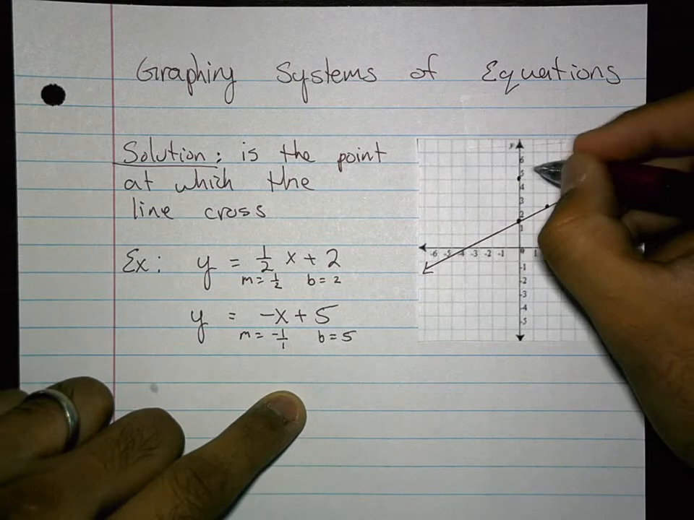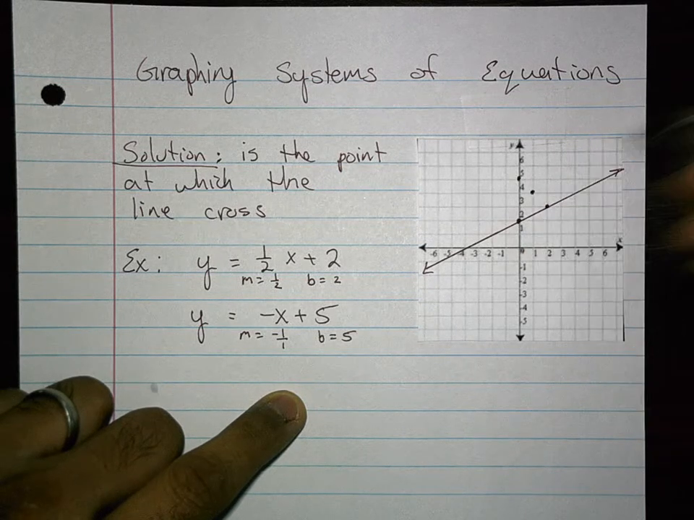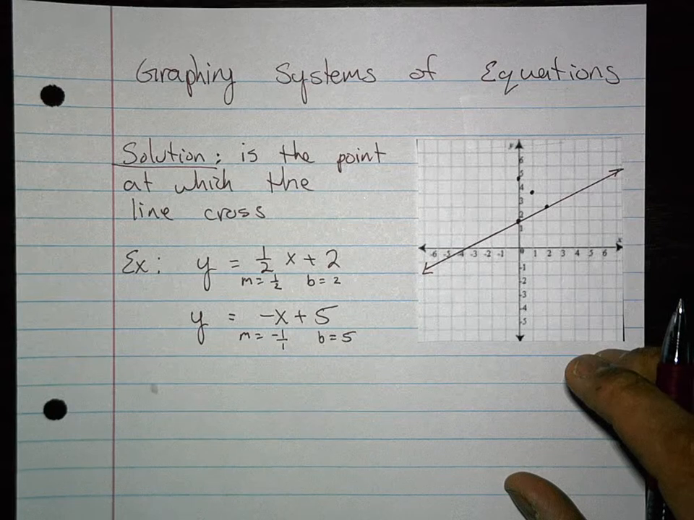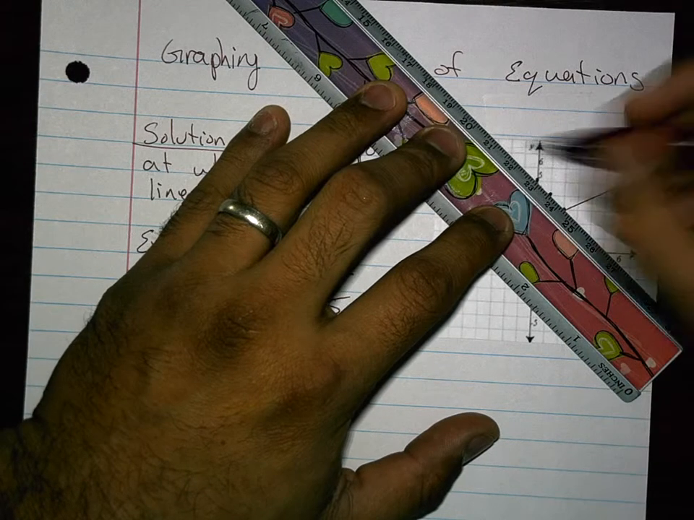The next one tells me to go to 5, so 1, 2, 3, 4, and 5. It tells me to go down 1 over 1. I'll go ahead and draw this line.